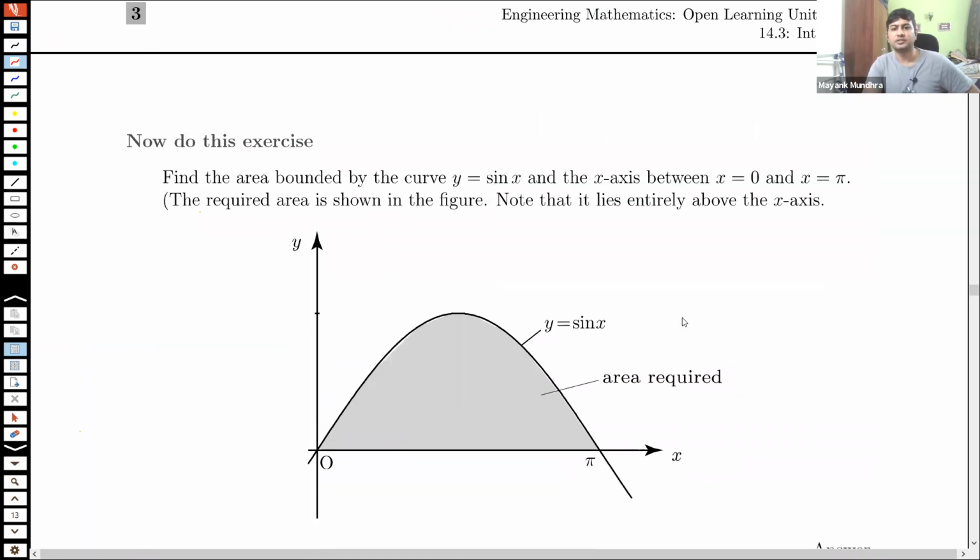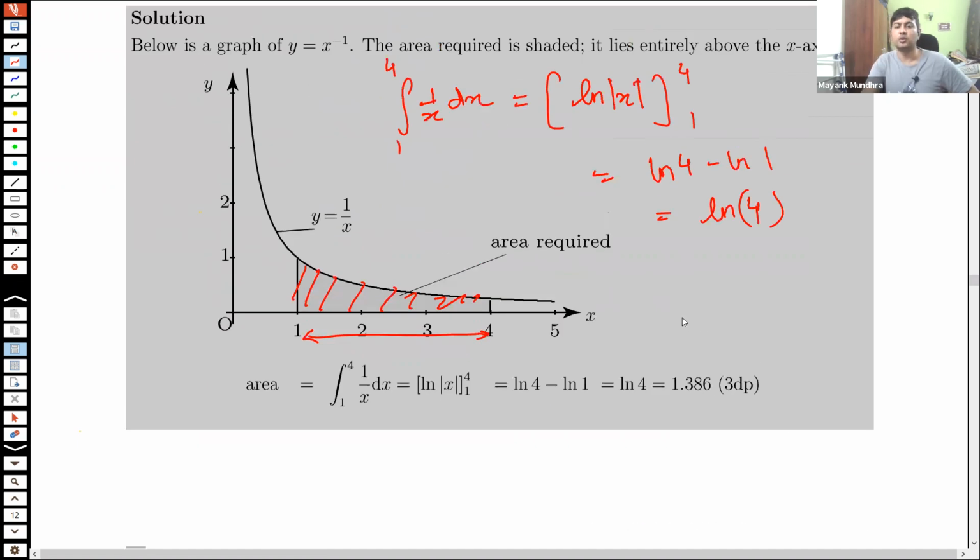So now that you know this, tell me what's going to be the area between 2 and 7.